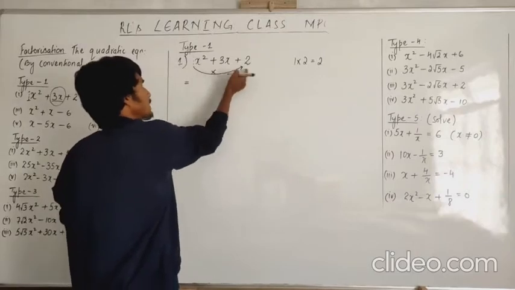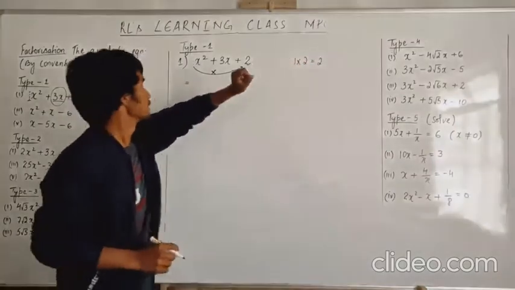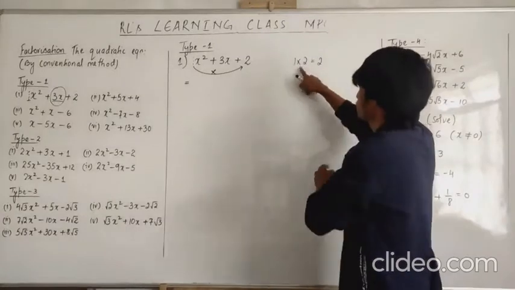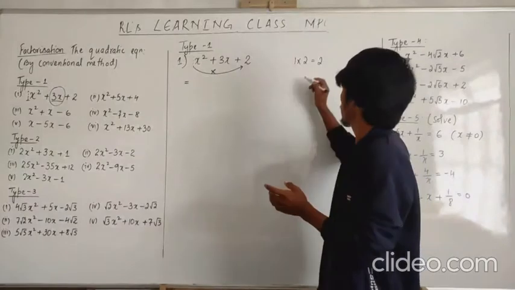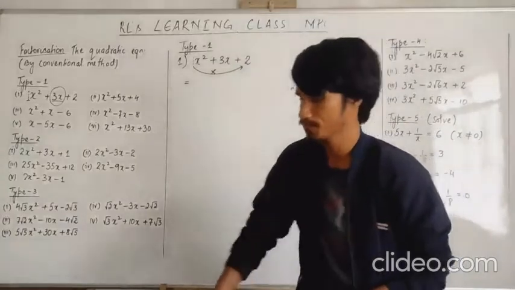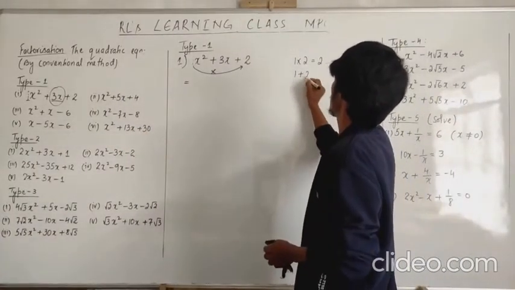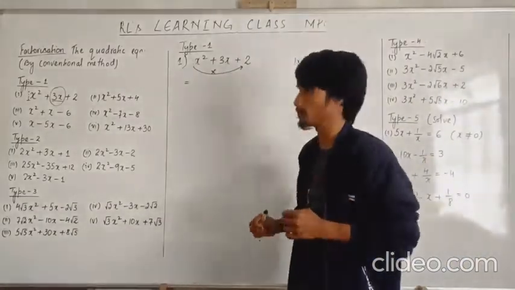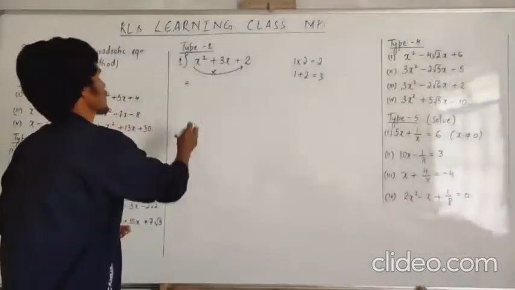1 multiply 2, we get 2. Then the middle term is 3. Remember, with the same numbers 1 and 2, we have to add or subtract to get 3. If 2 minus 1, I get 1, but here it is 3. In that case, we have to add. Now 1 plus 2 or 2 plus 1 will be the same, and we get 3. That's why I told you the middle term is the addition or the subtraction. Because this question is very simple.